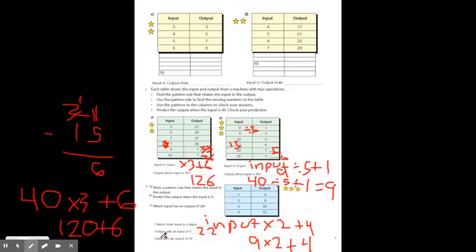And then input with an output of 28. So then I'm going to go 28 times 2, which is 56, because 2 20s is 40. 2 times 8 is 16. 40 plus 16, 56. And then I've got to plus my 4. So 56 plus 4 is 60. And that's how we would have done that question.